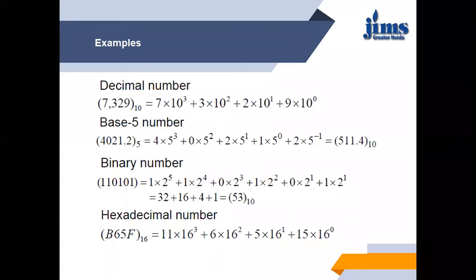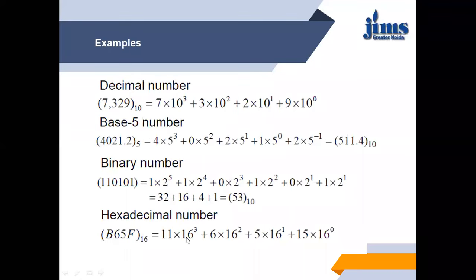Now again take an example of hexadecimal. I'll discuss later what the hexadecimal number is. For this example, the hexadecimal number is of base 16. So the digits go from 0 to 15, but 0 to 9, then 10 is represented by A, 11 by B, 12 by C, 13 by D, 14 by E, and 15 is represented by capital F. So our number is B65F base 16.